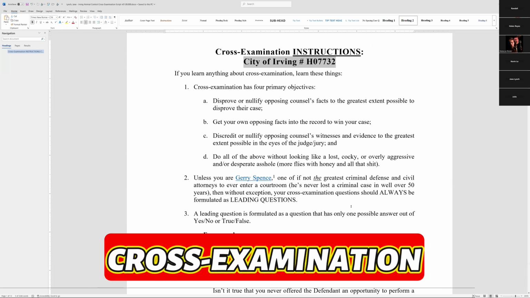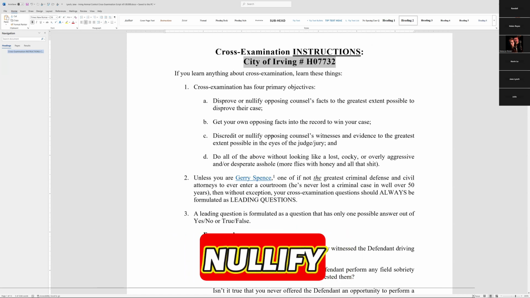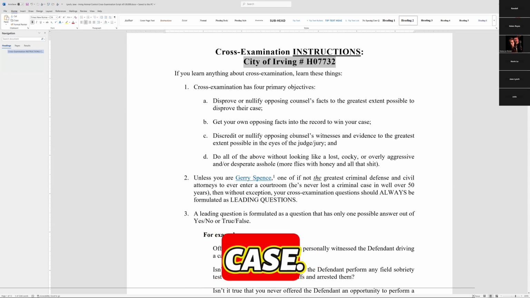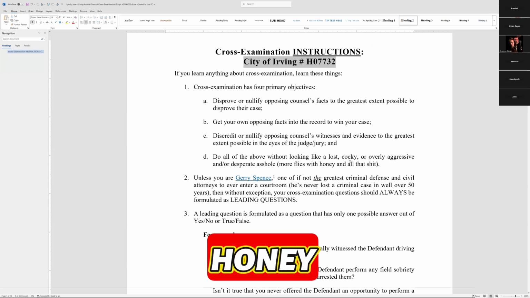One, cross-examination has 4 primary objectives. Disprove or nullify opposing counsel's facts to the greatest extent possible to disprove their case. Get your own opposing facts into the record to win your case. Discredit or nullify opposing counsel's witnesses and evidence to the greatest extent possible in the eyes of the judge and or jury. And do all of the above without looking like a lost, cocky, or overly aggressive and or desperate jerk. More flies with honey and all that.